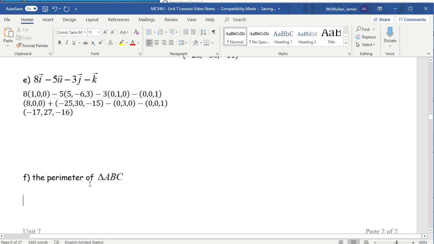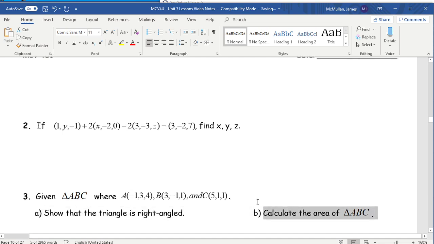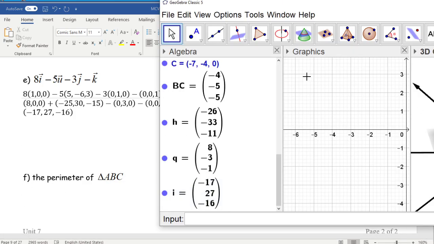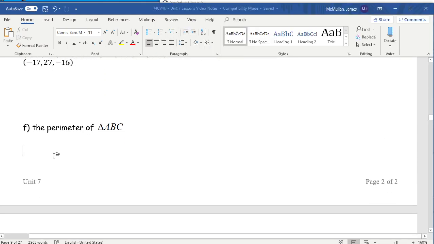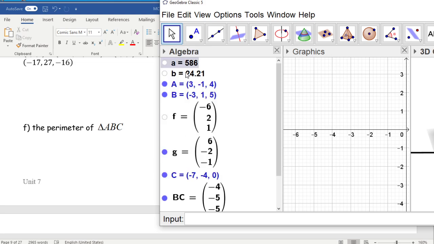Excellent question. The perimeter of ABC. Oh, it says the area over here. Okay, so we have an area question already. So perimeter of ABC. So let's do that. I think we're done with this question after that, right? So let's delete everything except the points. So we can just kind of start fresh here.